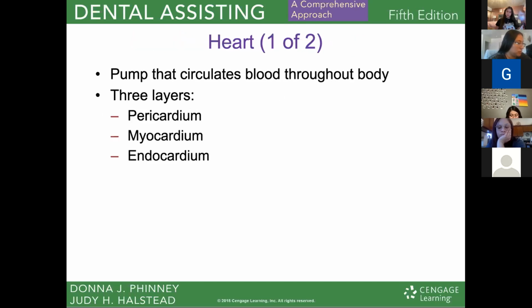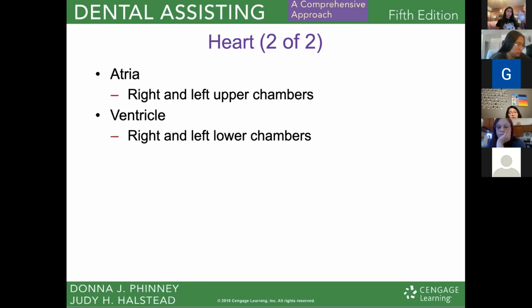The heart is a triangular-shaped muscle, about the size of a closed fist, that circulates blood throughout the body. There are three layers that cover the heart. The pericardium is the outer layer composed of a double-walled sac. The myocardium is a tough muscular wall, and the endocardium is a thin lining inside of the heart. There is a wall that divides the heart into right and left sides, which are each divided into two chambers. The upper chambers are called the atria or auricles, and the lower chambers are called the ventricles.